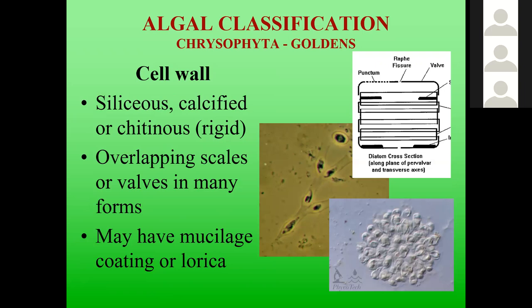The cell wall is siliceous or calcified, sometimes chitinous, pretty much always rigid. A lot of these are fairly delicate. Some of them are tougher. They may have overlapping scales or valves, which is what you get with the diatoms up here. The scales are more evident in the Synura group, which is part of the classic chrysophytes.